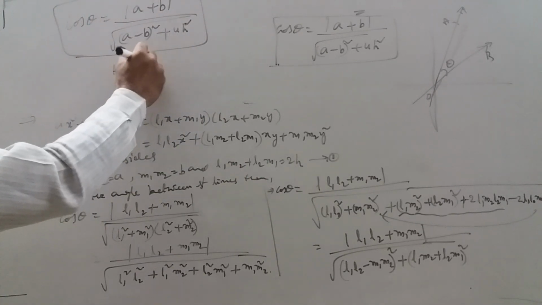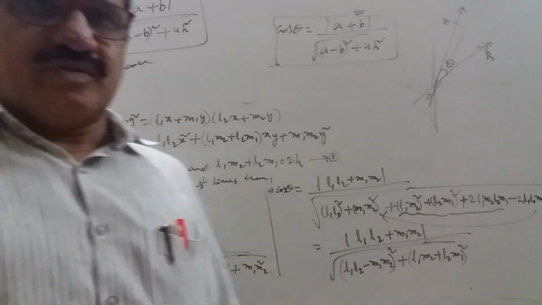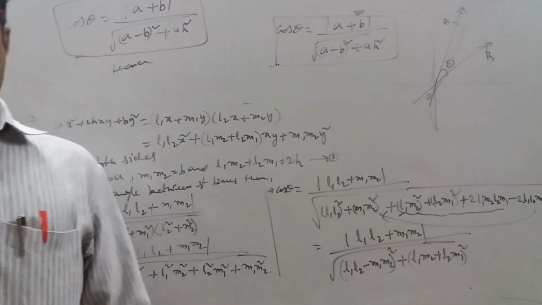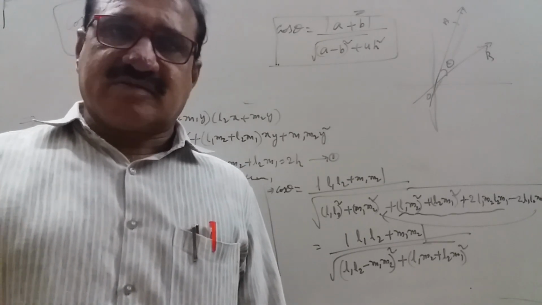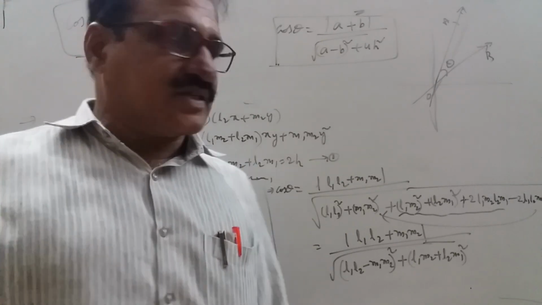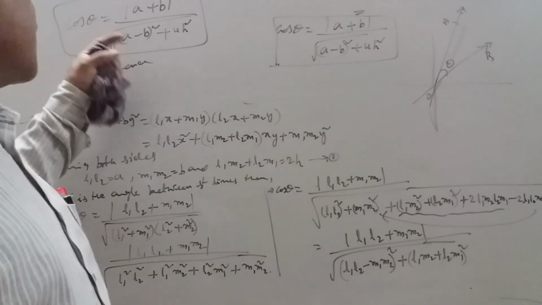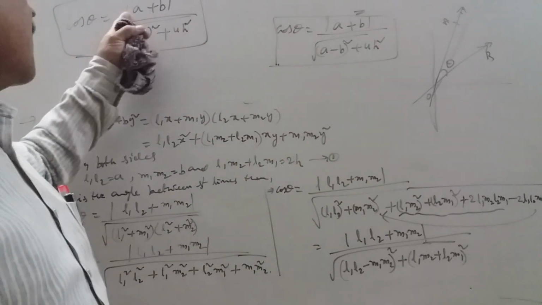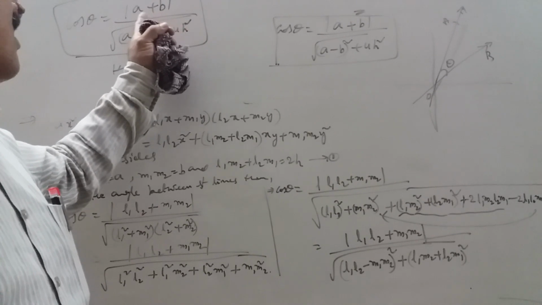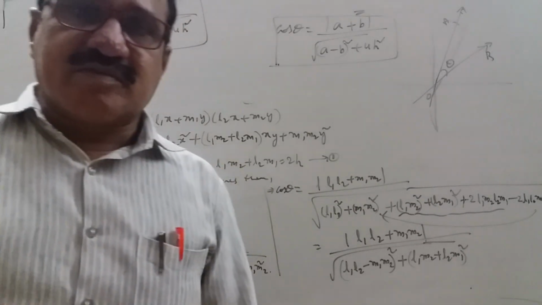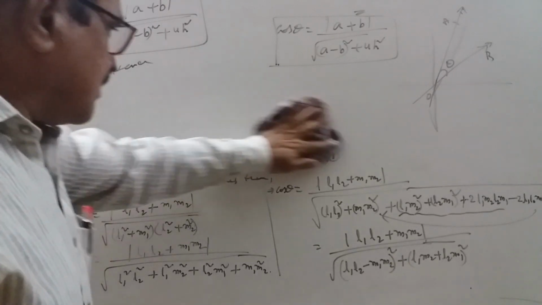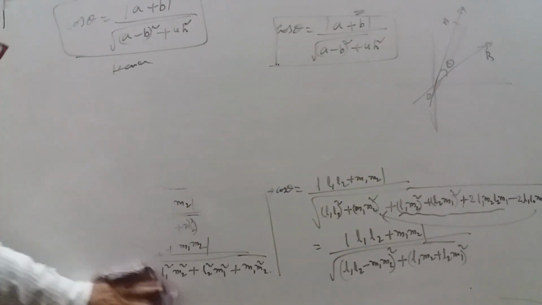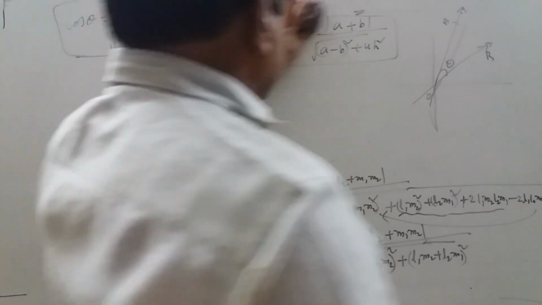Hence, proved. In this way, we have to prove that the angle between two straight lines, theta, which are represented by h is equal to a x square plus 2hxy plus b y square is equal to 0, is obtained by using this formula: a plus b by root of (a minus b) whole square plus 4h square. In terms of sine, in terms of tan, also we can find. That's also we have to prove.